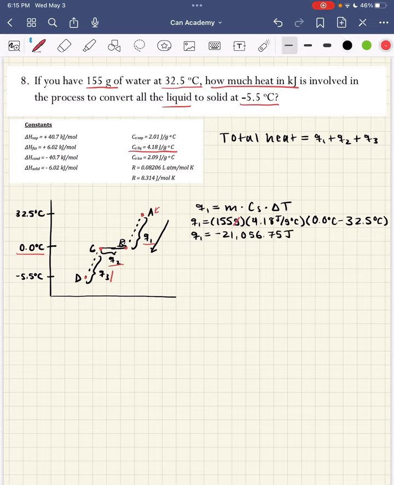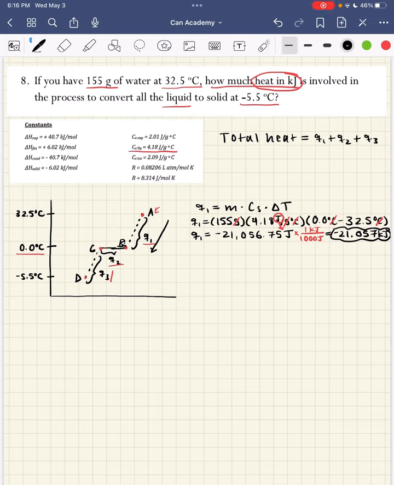Grams cancels out with the grams, and Celsius cancels out with the Celsius, which leaves us with joules. However, the question is asking us for heat in kilojoules, so we're going to have to convert this to kilojoules. To do that, we're going to use the conversion factor, which is 1 kilojoule over 1,000 joules. This gives us that Q1 is equal to negative 21.05, and then we'll just round here, 7 kilojoules. So this is our Q1.